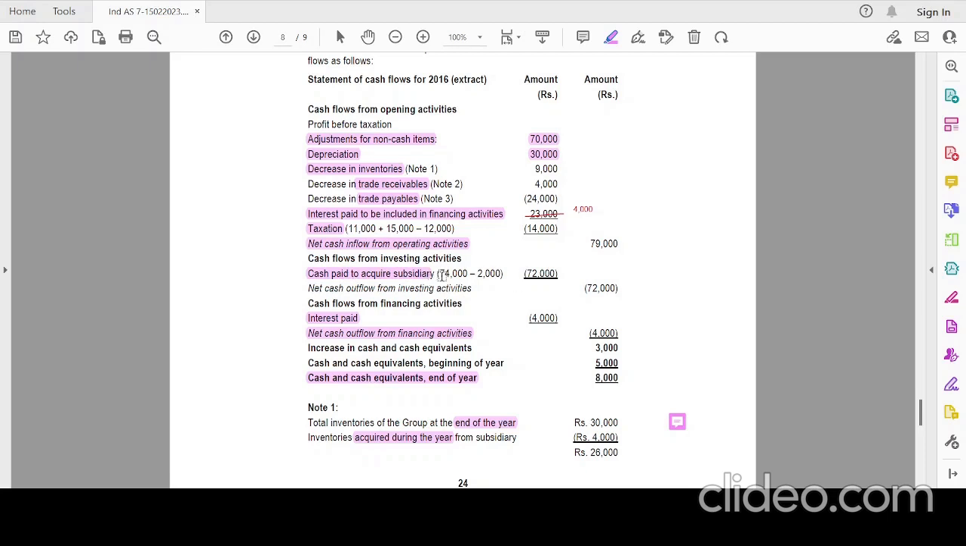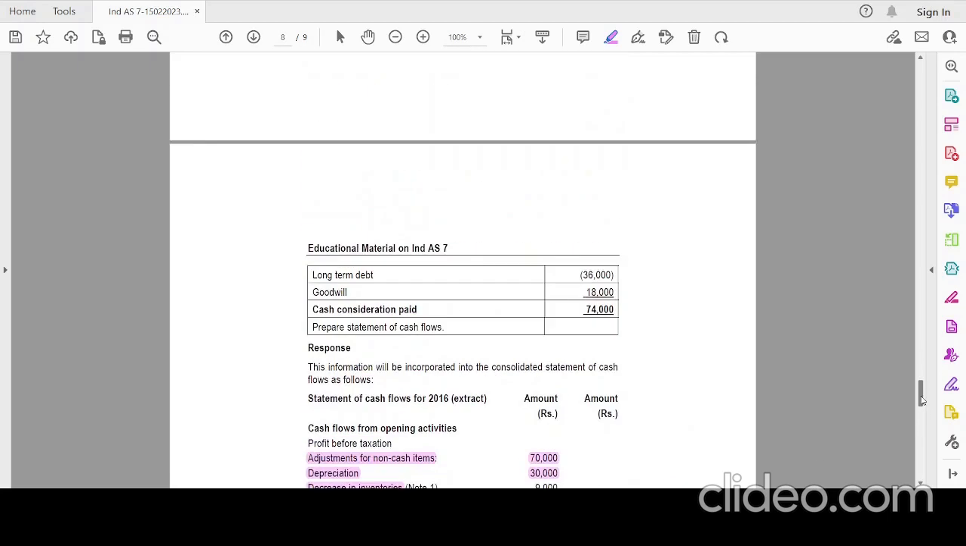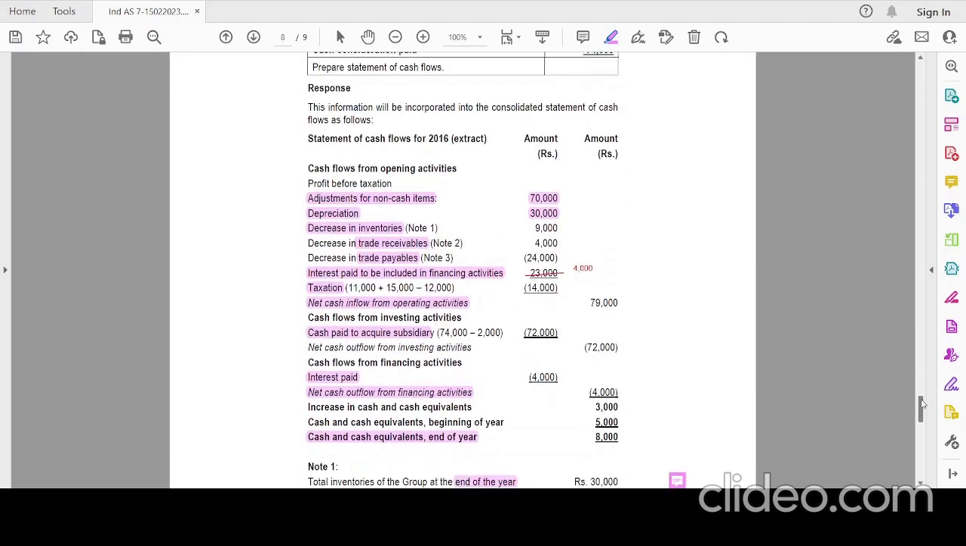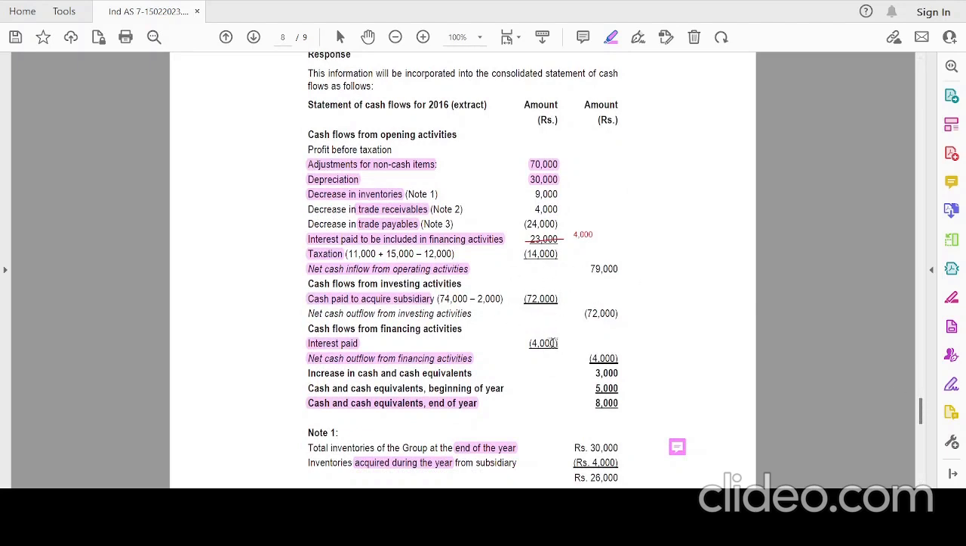Cash paid for the subsidiary. Why is it 72,000 when we have paid 74,000? Because we already have 2,000 in cash in the subsidiary. So we are going to pay 74,000 and receive 2,000. The net we have paid is 72,000. So the cash and cash equivalents at the end of the year is 8,000. I hope it is very clear till now.